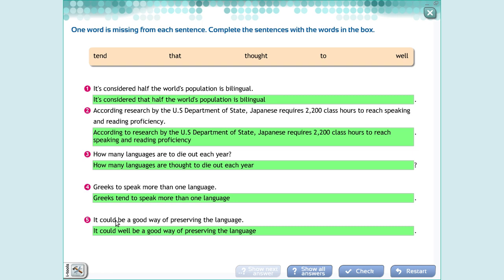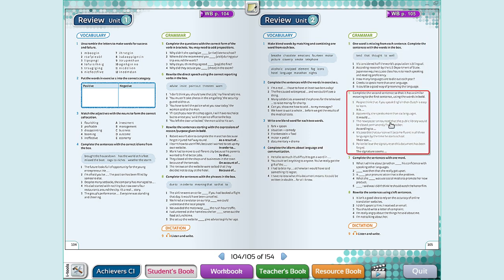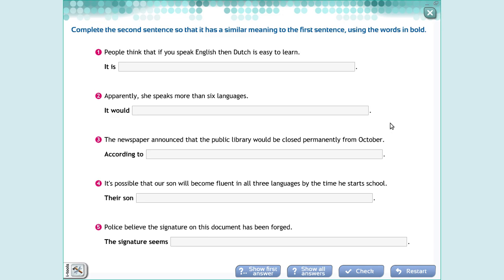Great. Nice. Remember, you don't need to rewrite the whole sentence. Just write here the word that is missing. Okay. Let's do our exercise 6. We need to rewrite the whole sentence, okay? People think that if you speak English, then Dutch is easy to learn. So if you speak English, you can learn Dutch easily. So people think, so I use subject, my verb to be, my verb in the third column, and "to" again.